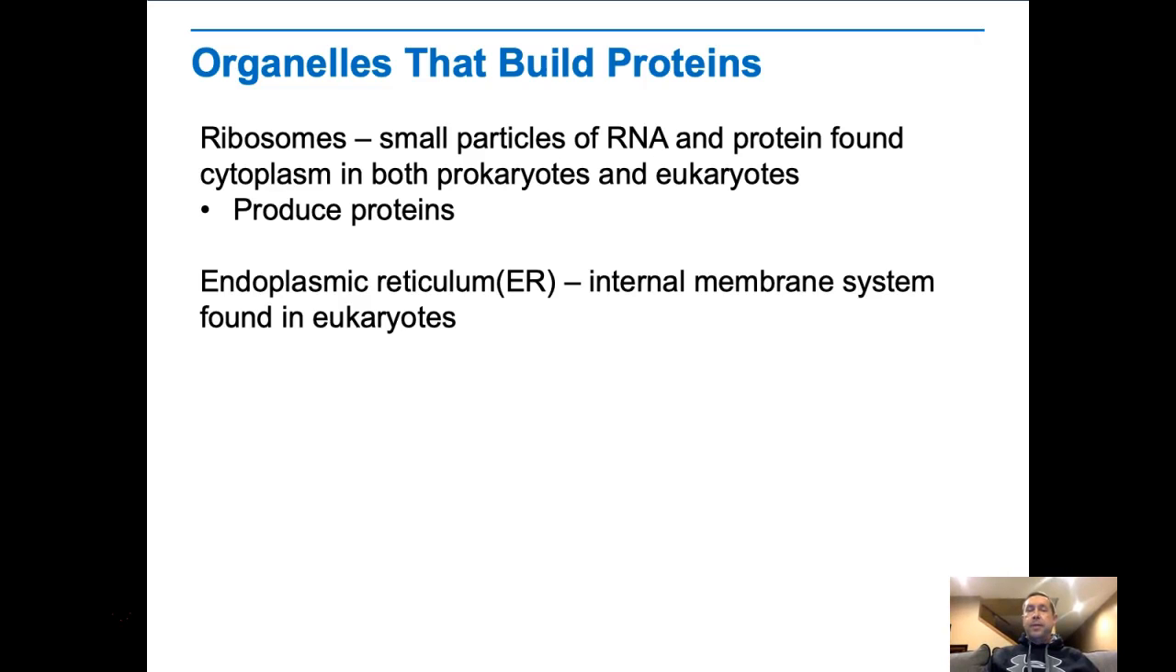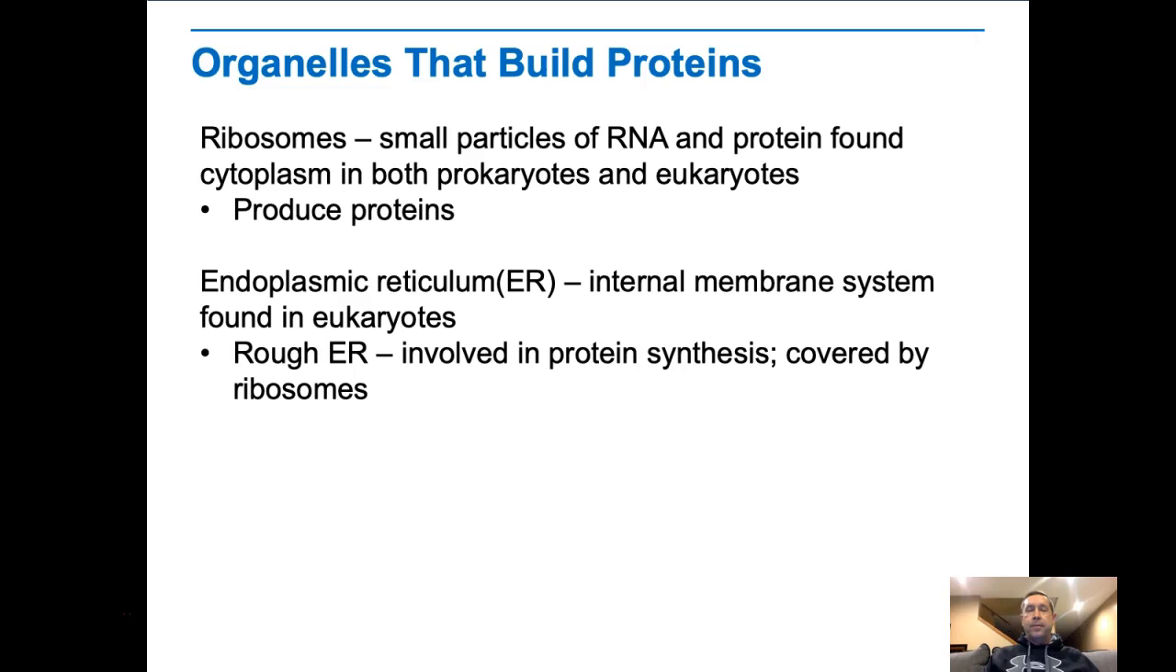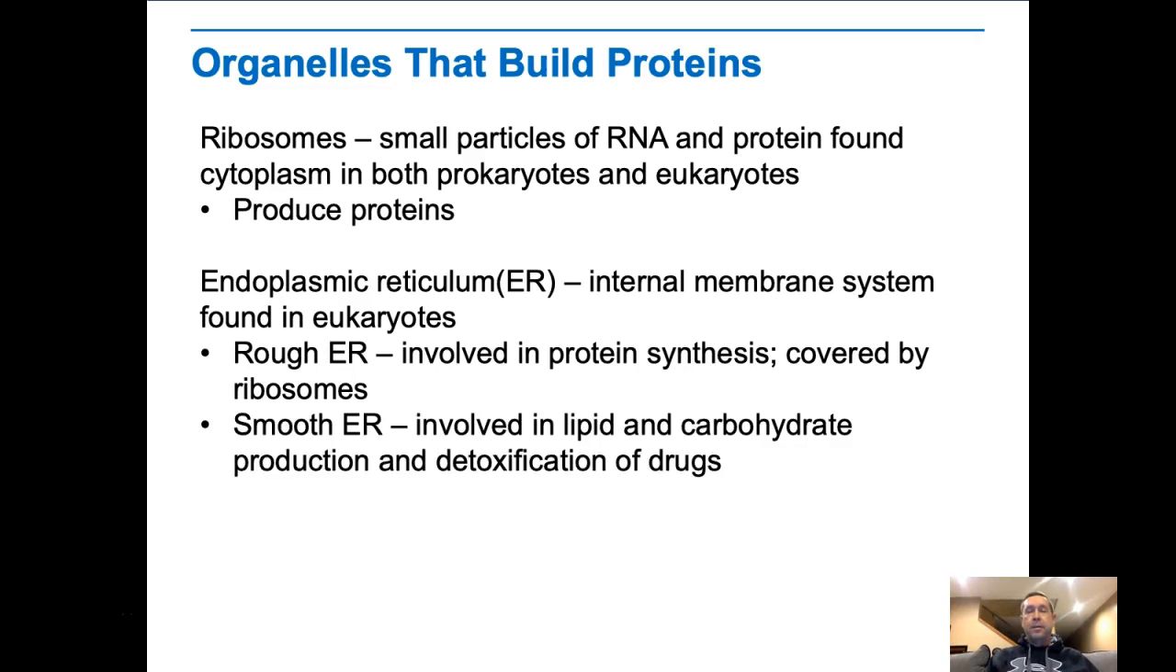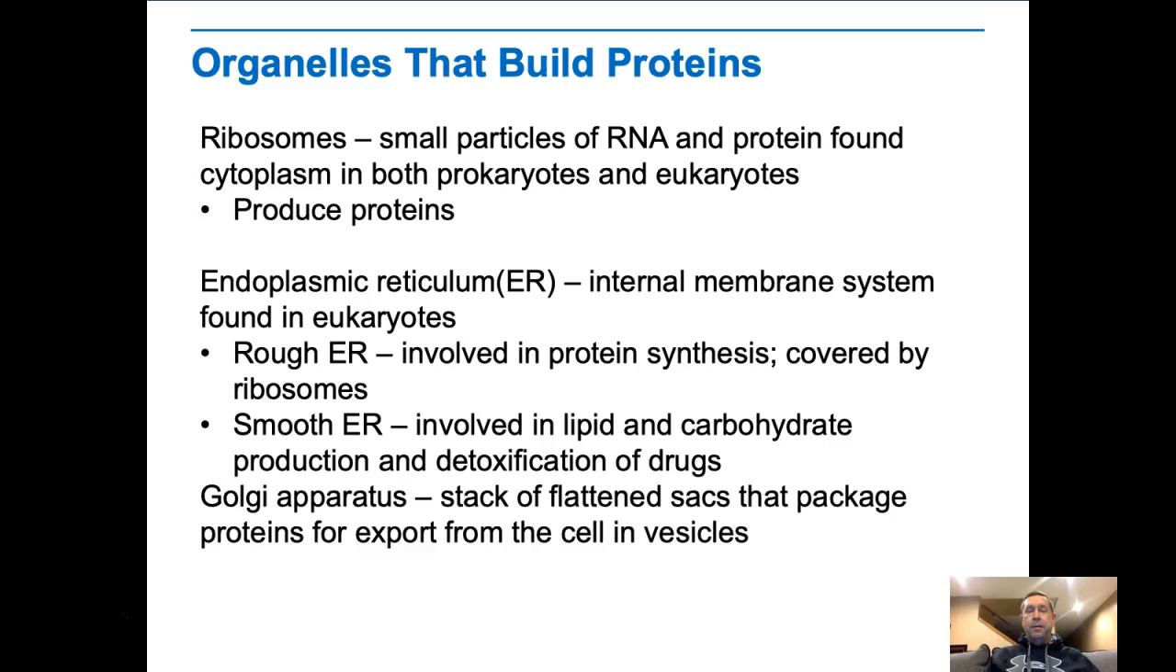The endoplasmic reticulum, or the ER, is an internal membrane system found in eukaryotes only. There are two types. There's rough ER, covered with ribosomes, which gives it a rough appearance, and it's involved in protein synthesis and processing. The smooth ER doesn't have any ribosomes. It's involved in lipid and carbohydrate production, as well as detoxification of drugs. The Golgi apparatus is a stack of flattened sacs that package proteins for export from the cell into vesicles.